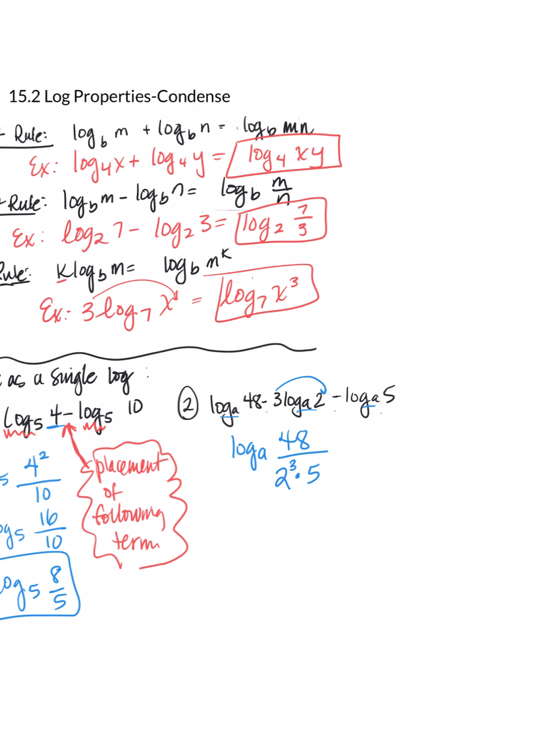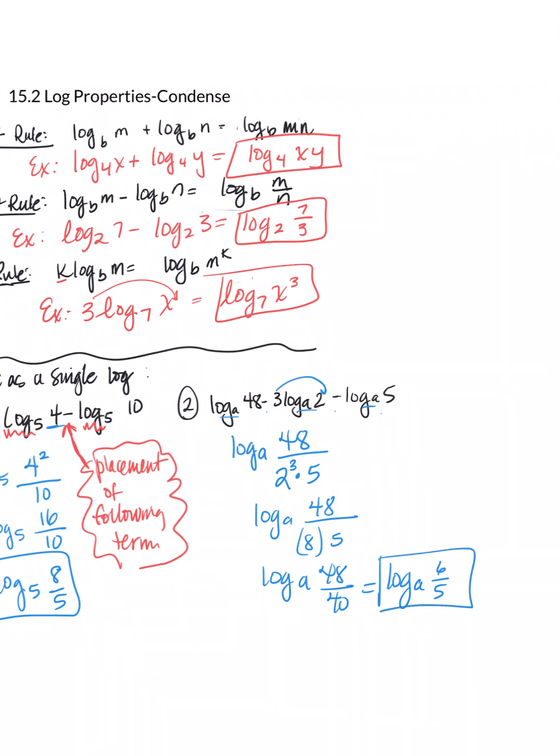Now, let's clean that up a little bit. Log base a of 48. 2 cubed is 8 times 5. Log base a of 48 over 40. We can reduce that. Let's divide that by 8. Can we divide both by 8? Yep. That would give me 6 over 5. And this would be the most reduced condensed form of the equation.